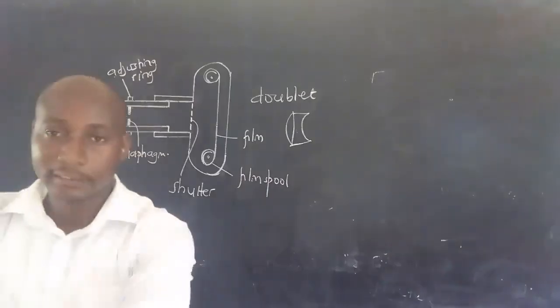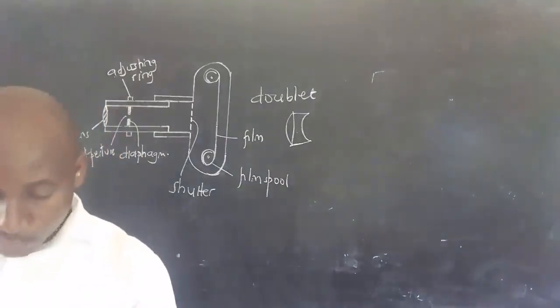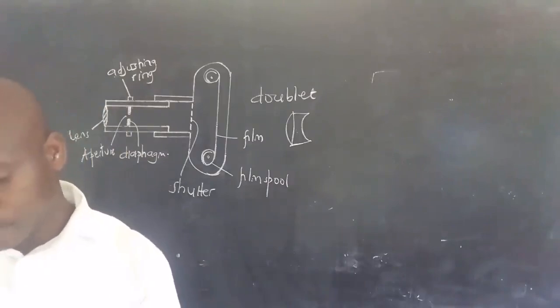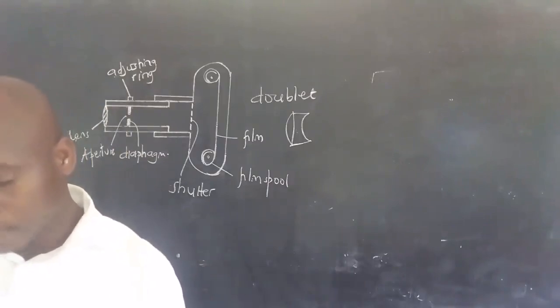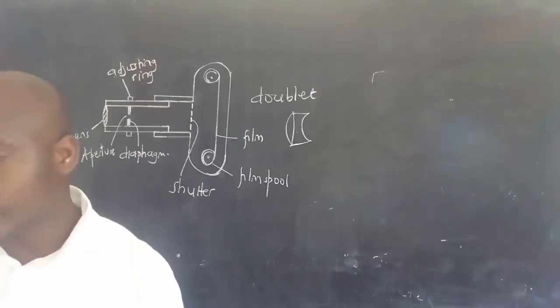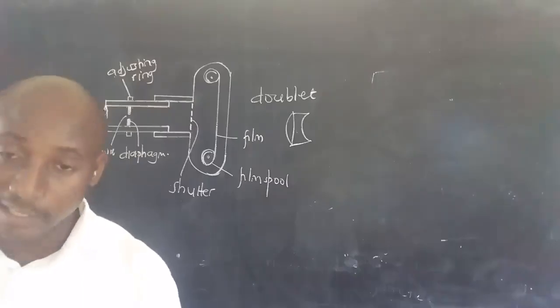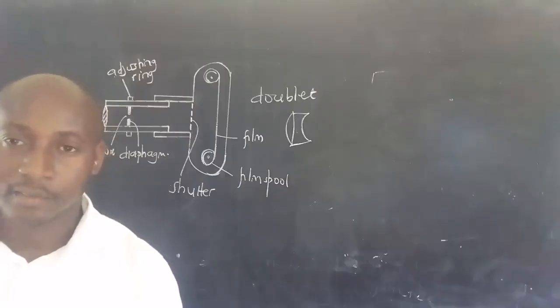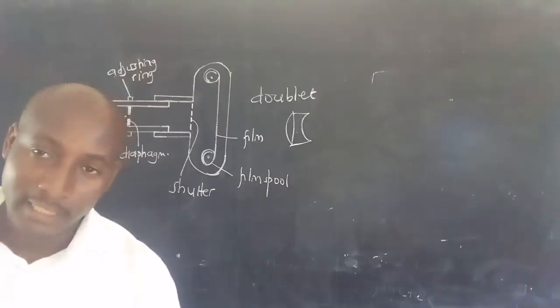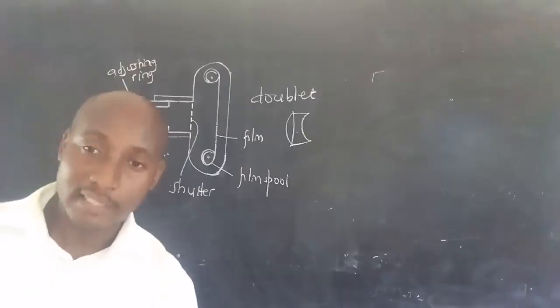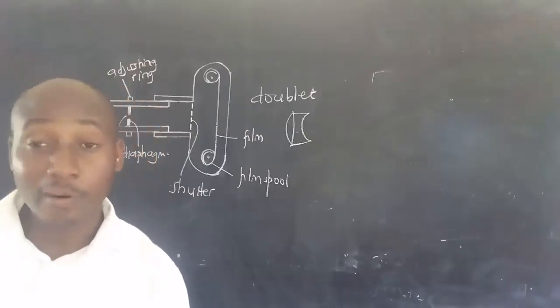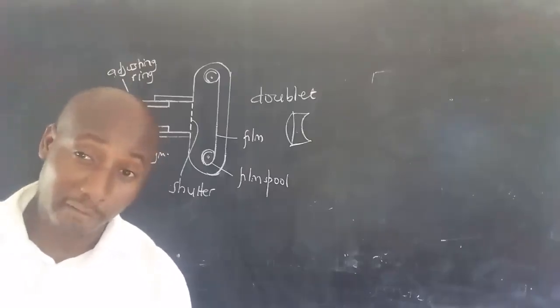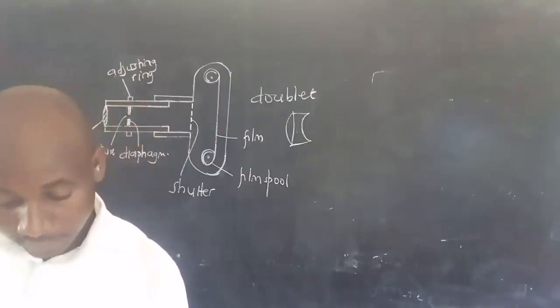What is accommodation? Accommodation is the ability of the eye to focus an image of an object by altering the focal length of the lens. So they will ask you to define accommodation. It is the ability of the eye to focus the image of an object by changing the focal length of the eye lens.